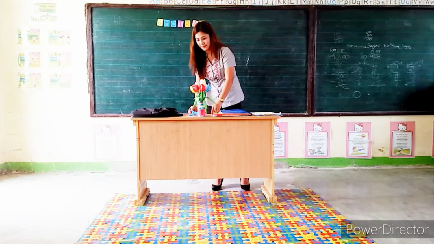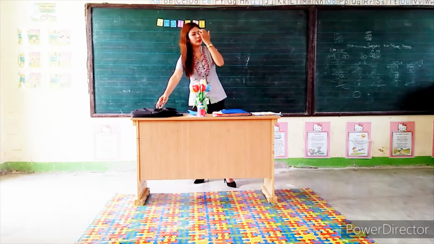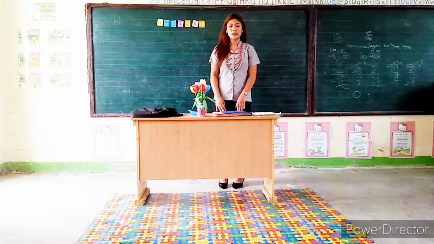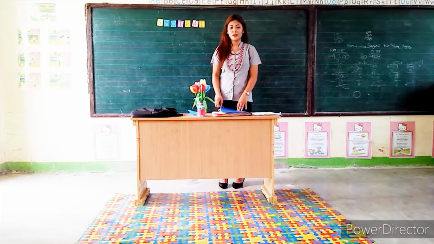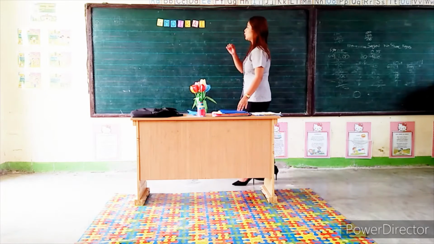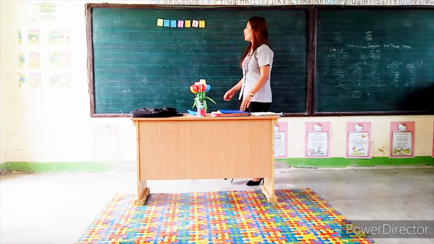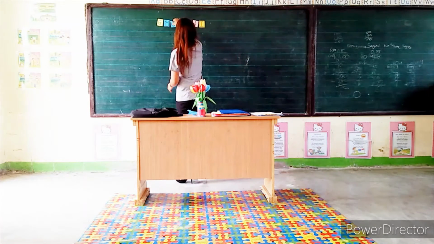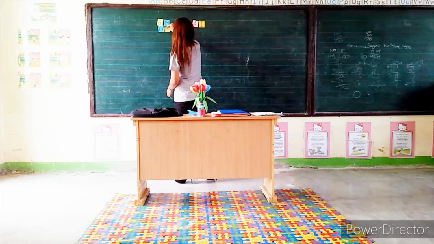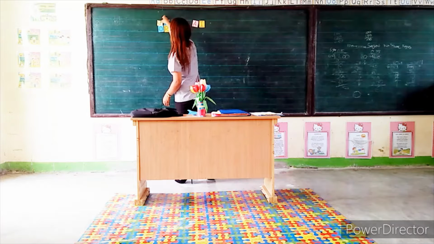Okay, class, did you get it? What is the word in the jumbled letters? Say it at once in 3, 2, 1. Yes, very good, students. It's origami. So our topic for today is all about origami. Very good.